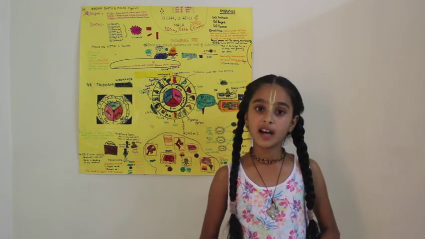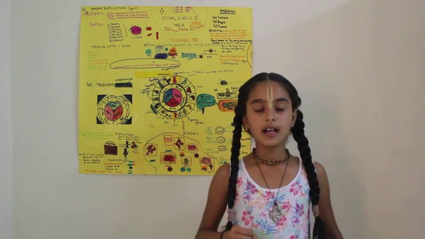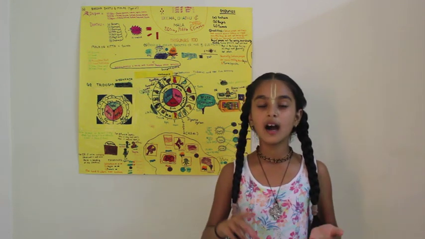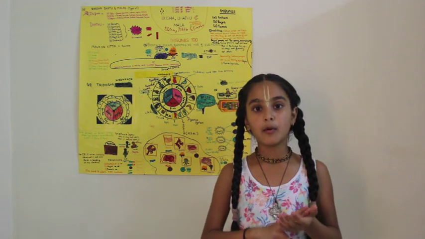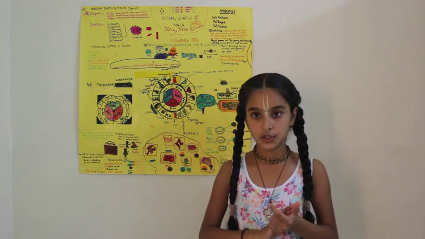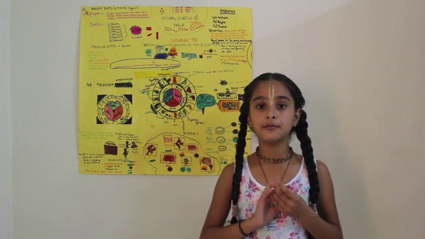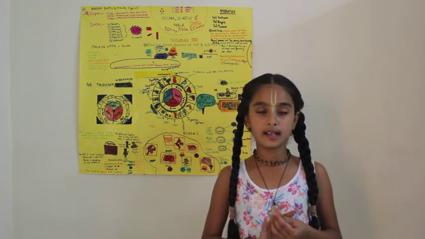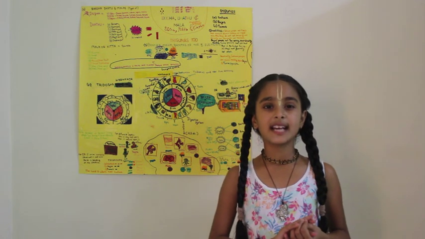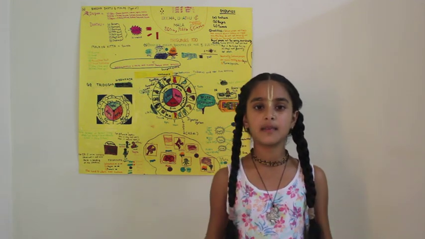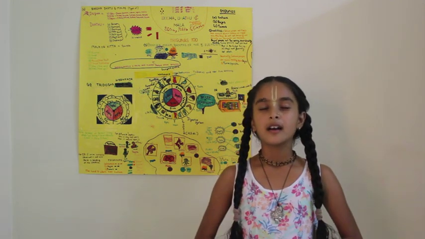Next is kapha, the 5 types of kapha, that is kledaka, avalambaka, bodhaka, darpaka and shleshaka. Shleshaka is located in the joints, and if it is vitiated, increased or decreased, then we get joint pain, arthritis and many other disorders.